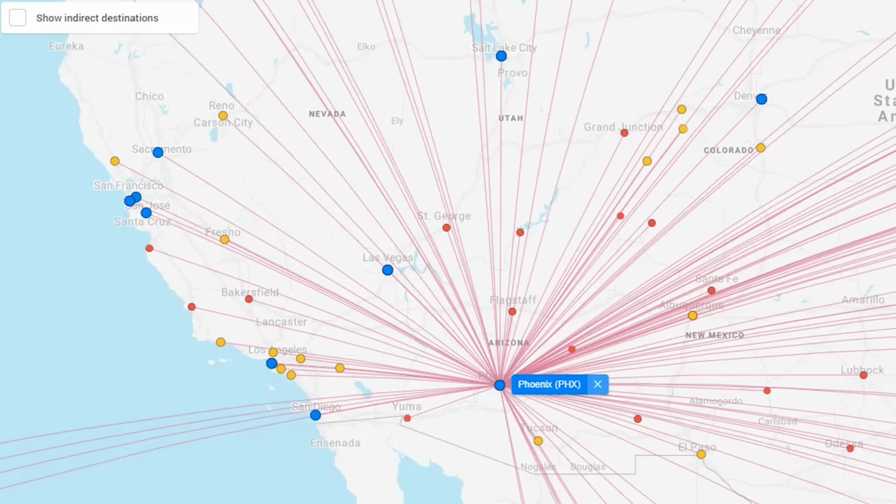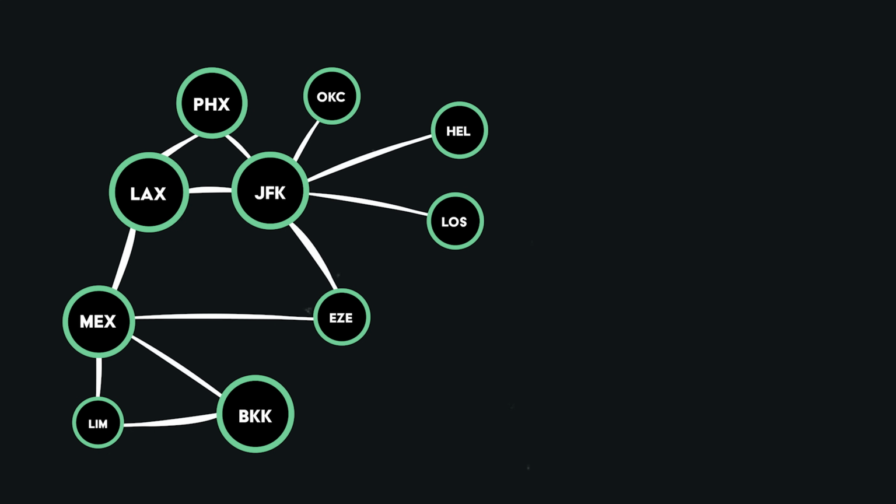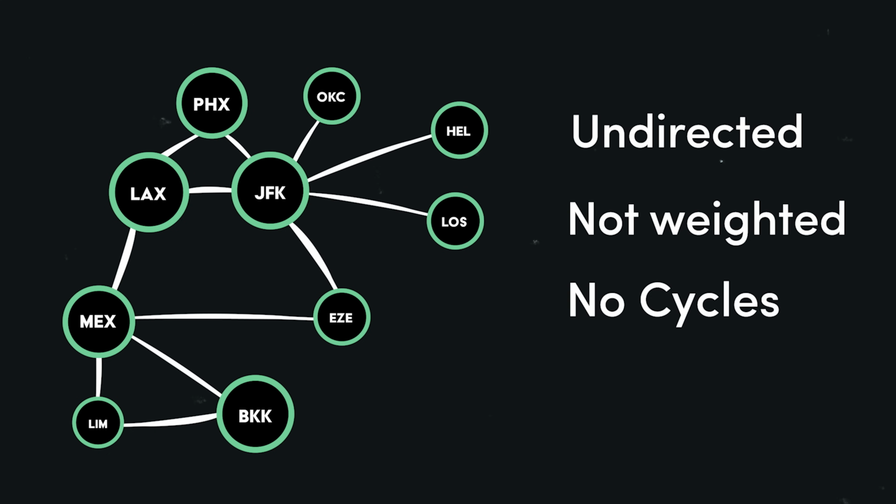For this demo, we'll try to keep things simple. We'll make an undirected graph, assuming that when an airplane has a route, it can fly back and forth between the two airports. It'll be unweighted, so the routes between the two airports won't carry any additional data, and we'll assume cycles are not possible. The first thing we'll need to do is represent our graph in code.